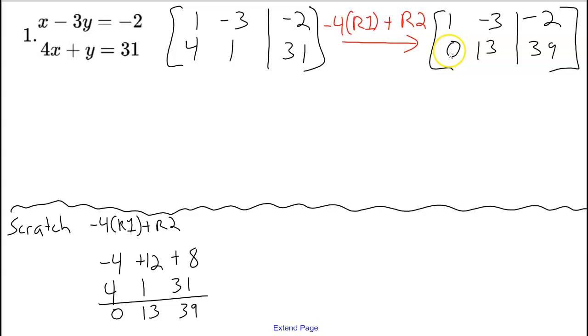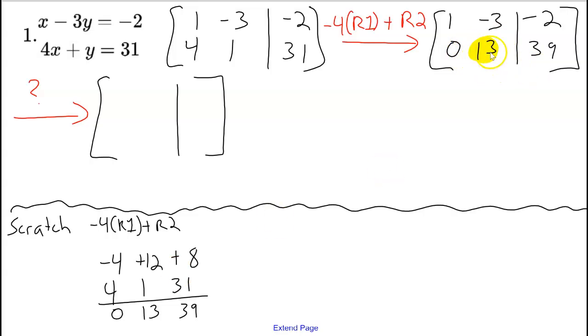Now I got a 0 here. So I lost this 1, but that's okay. I've got a 0 here. All right, let's see what we could do next. What can we do to make this 13 be 1? What we could do there is divide it by 13. So I'm dividing all the way across by 13.